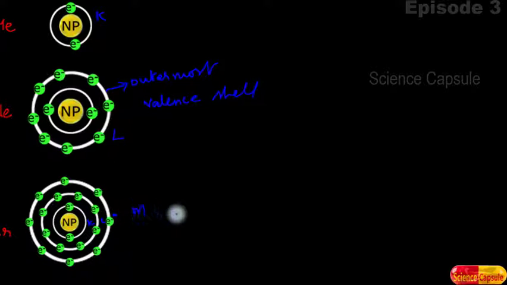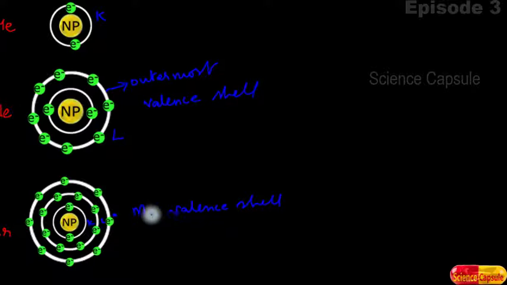The shell which is present at the outermost layer, we call the outermost shell, or we also call it the valence shell. So in helium, the K shell is the valence shell, in neon the L shell is the valence shell, and in argon, KLM, the M shell is the valence shell. Got it? So now you have the idea of what the valence shell is.